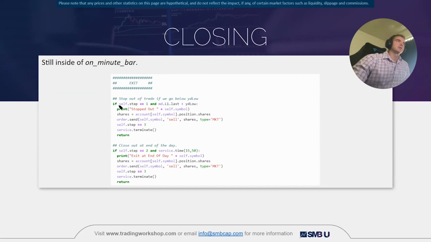So now we have this first command here, which is, are we at step 1? The reason we have this here is so that we know we're in a position before we try and get out of a position, because we don't want to get out of a position before we're in one. Simple enough. And if the last price is below the place we're risking, yesterday's low, this means if we're in a position and we're below the place we want to risk, then stop out.